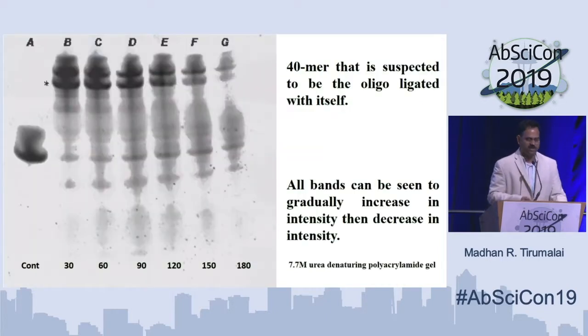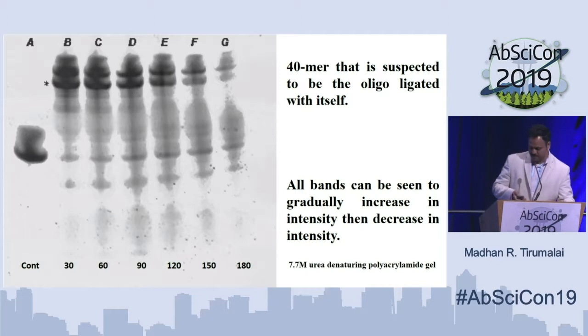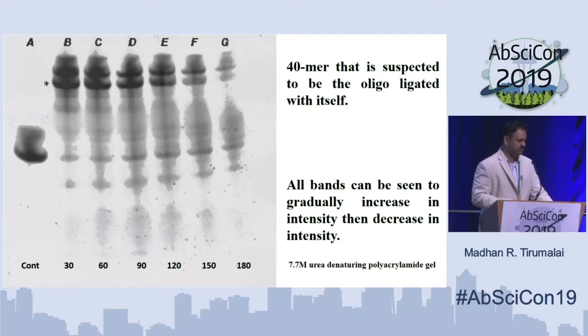And what do we see? When we run the gel, we immediately see a 40-mer, which we suspect to be the oligo ligated with itself. And we also see bands that gradually increase in intensity, but past the 120-minute point, they start decreasing because the ATP gets used up.